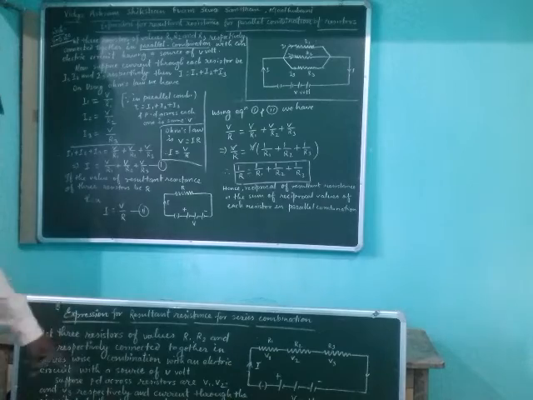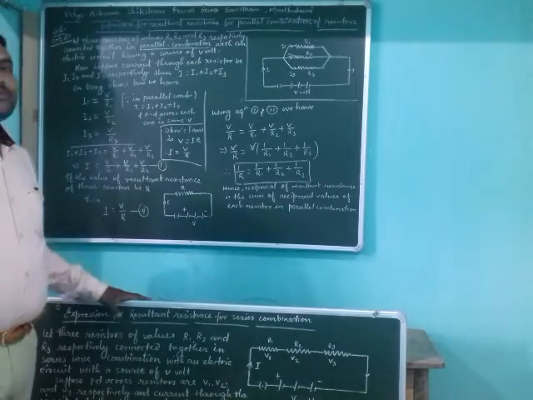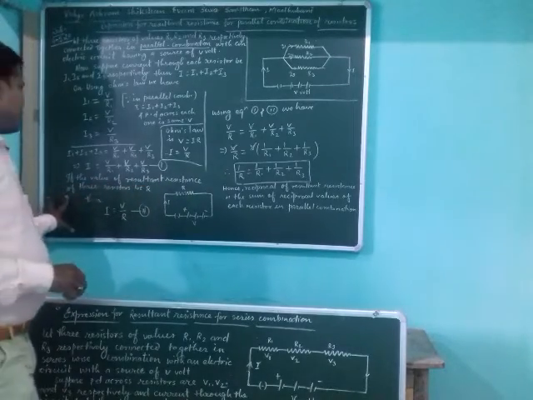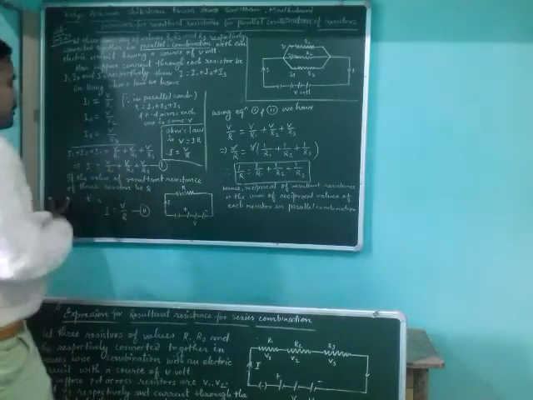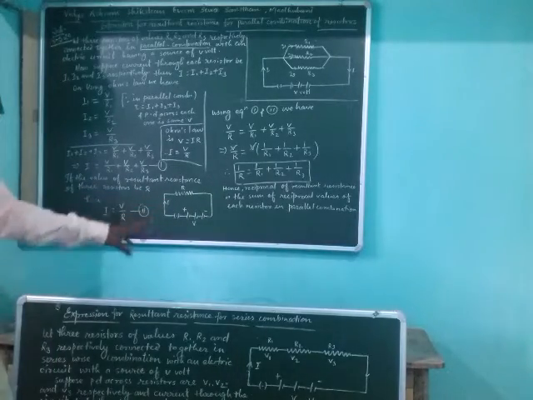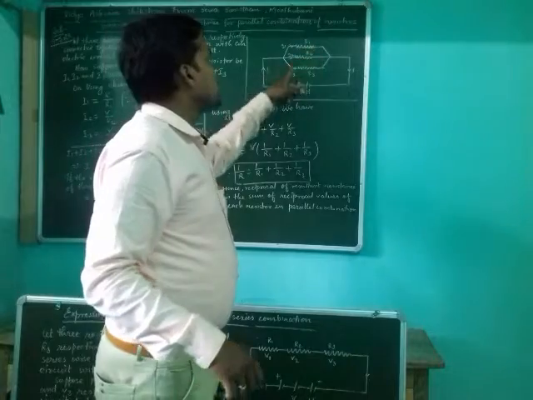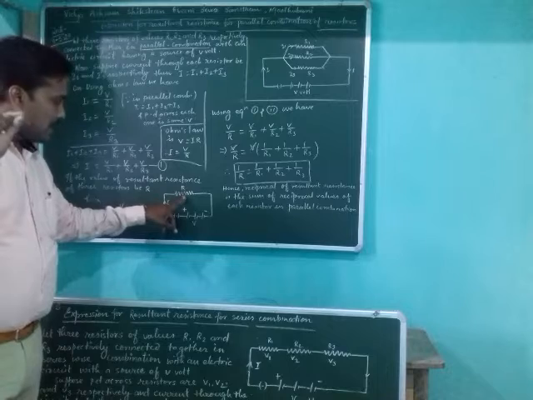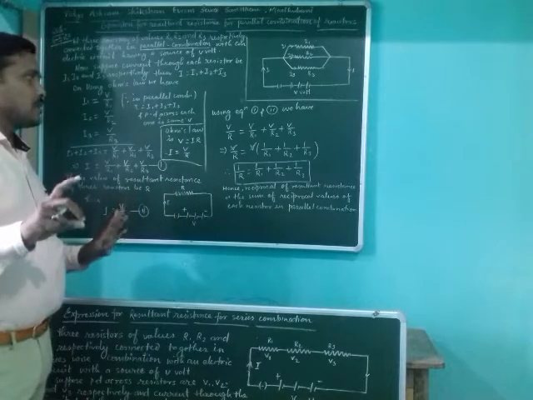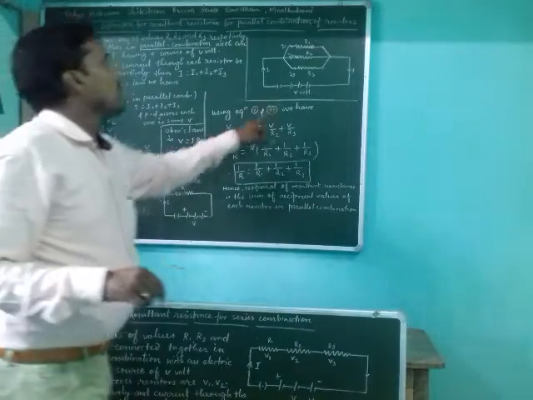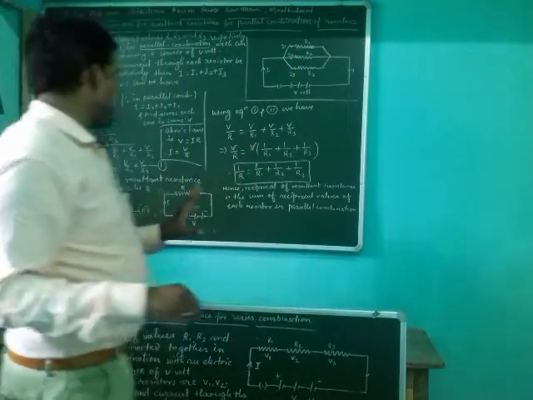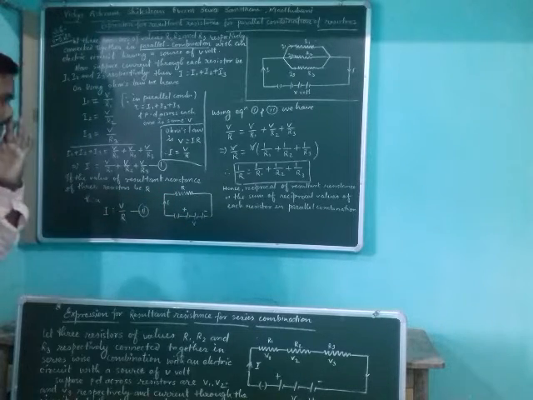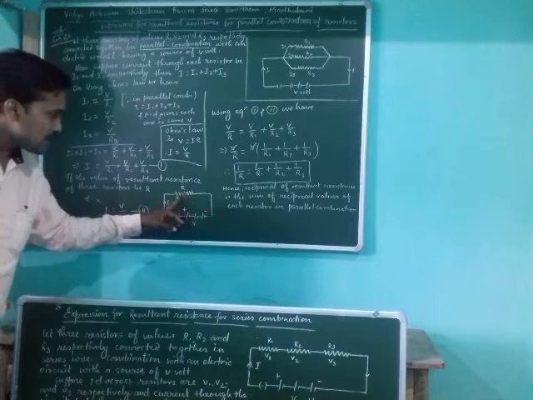In the same way as in the series combination, we assume that the resultant resistance is R. In place of these three resistors we are going to put here a resistor with resistance R, because this one is equivalent for all three resistors. So we can write here I is equal to V upon R. The voltage across the ends of the resistor will be V.